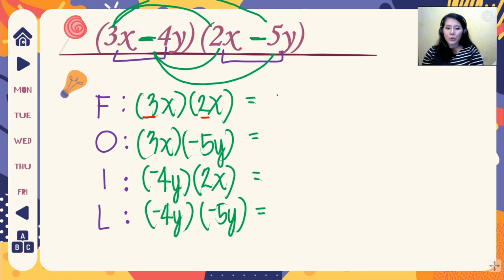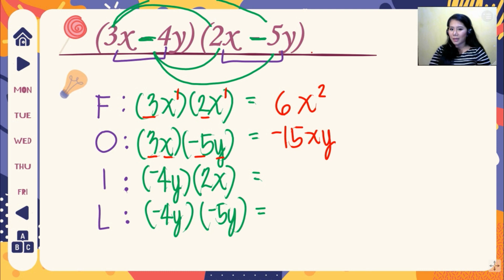Okay, so, ayan. 3 times 2 is 6 x squared. Bakit naging x squared? 1 plus 1. Always remember that. Ina-add yung exponent. 3x, 3 times negative 5 is negative 15. X, y, walang magkaparehas. So, you just copy. Pag dikitin mo lang sila, pagtabihin mo lang sila, walang magkaparehas x, y. Negative 4 times 2 is negative 8. Yx or simply xy ulit.